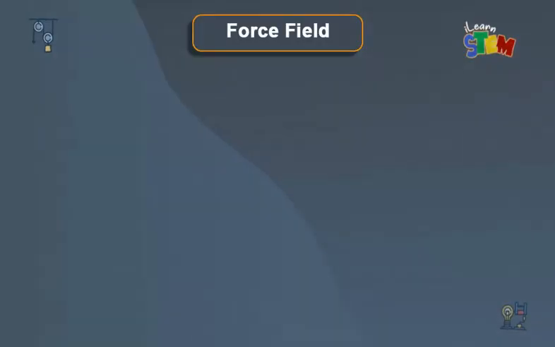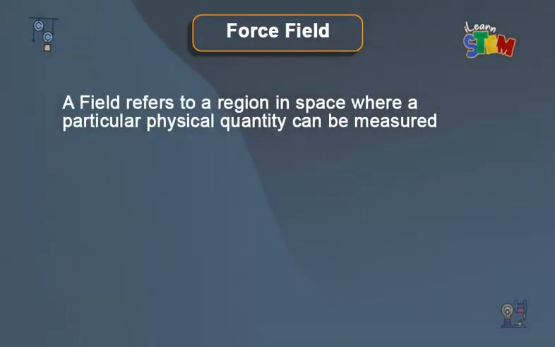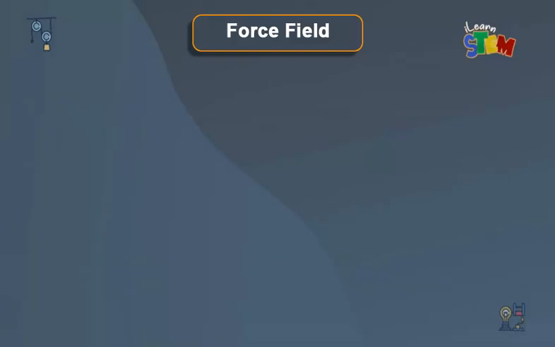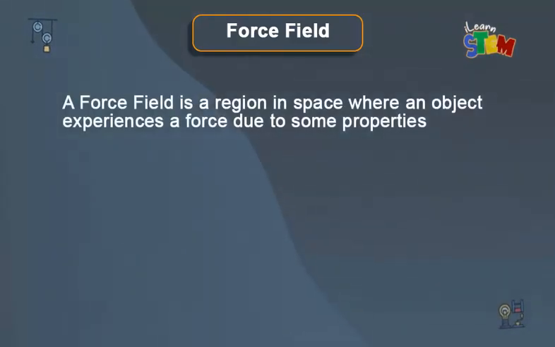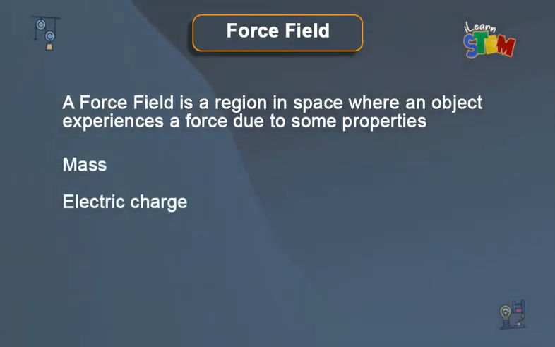In physics, the term field refers to a region in space where a particular physical quantity can be measured, like temperature or pressure. But today, we are focusing on a specific type of field, which is the force field. A force field is a region in space where an object experiences a force due to some properties like mass, electric charge, or magnetic effect.